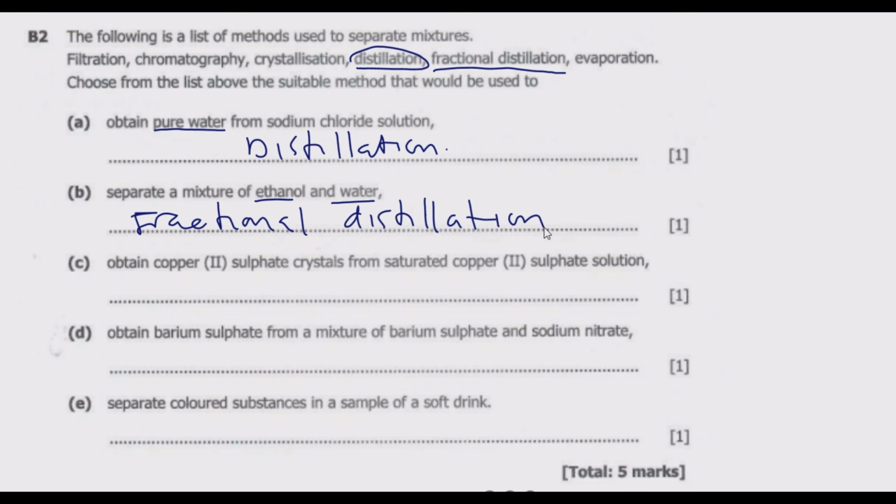C. Obtain copper 2 sulfate crystals from saturated copper sulfate solution. So in this case, the clue is crystals. During crystallization, the solvent is partially evaporated. Then it will leave a small amount of solution in which crystals will form. So this is what is going to be done, which is basically the crystallization method.